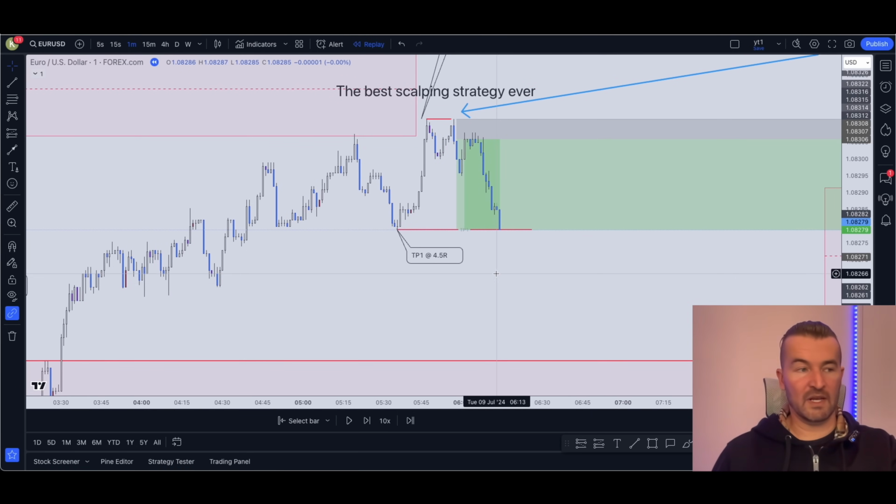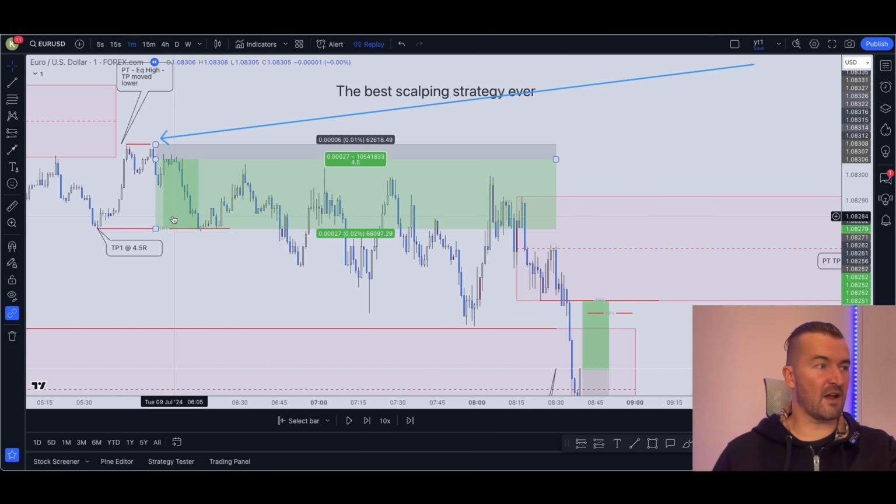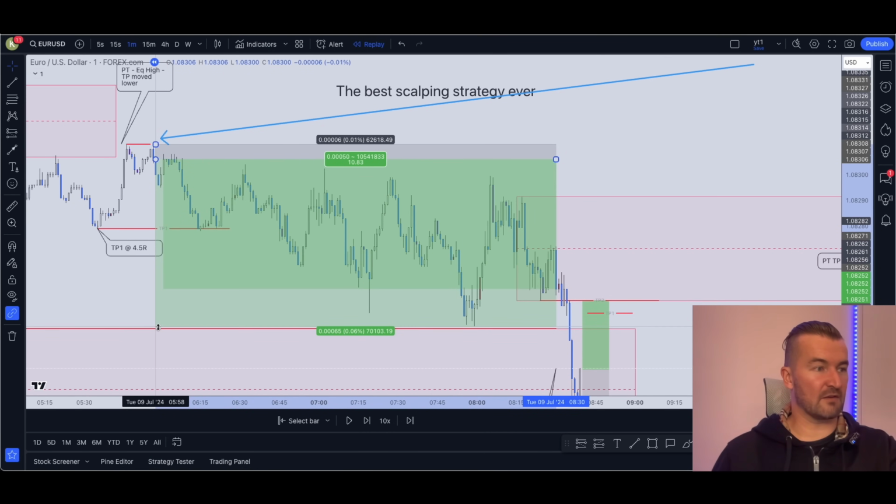So let's just see how it played out. TP1 clearly has been hit. Again, it's a perfect engulfing candle. And as it transpires, I just hadn't dragged that down. So it would have taken profit, which is superb.